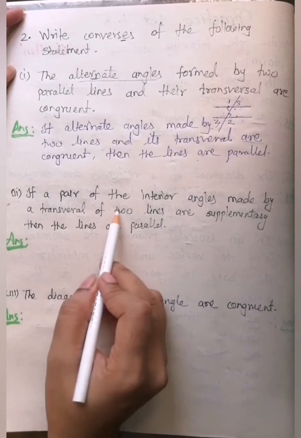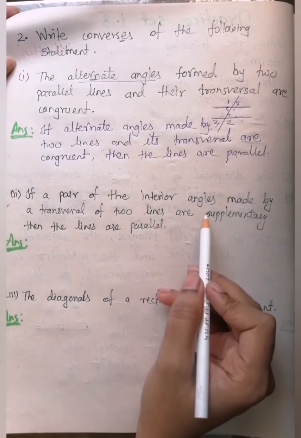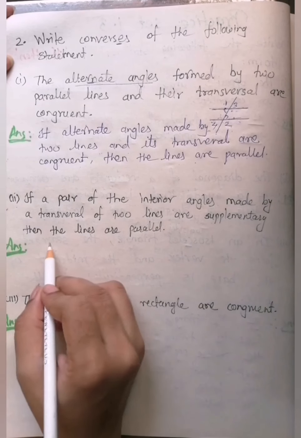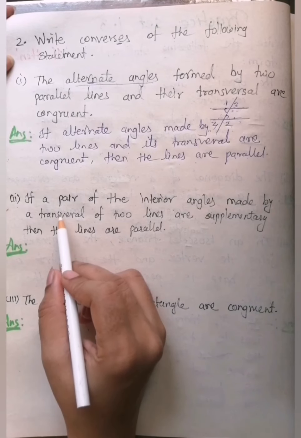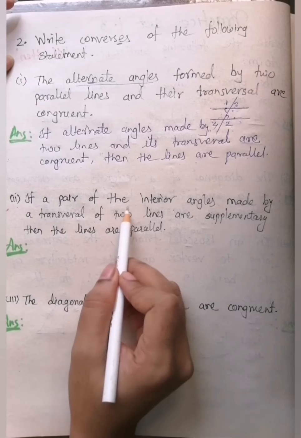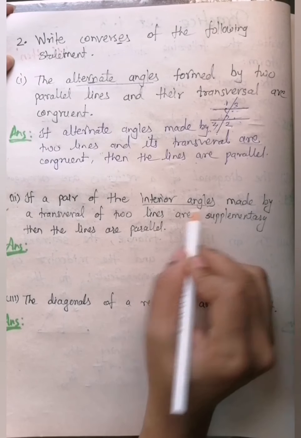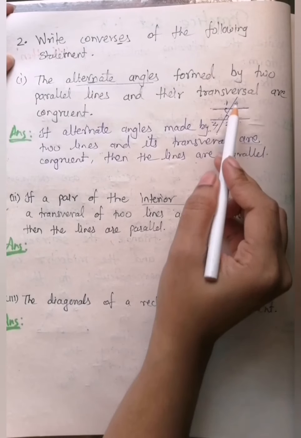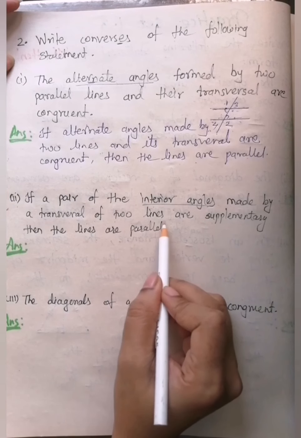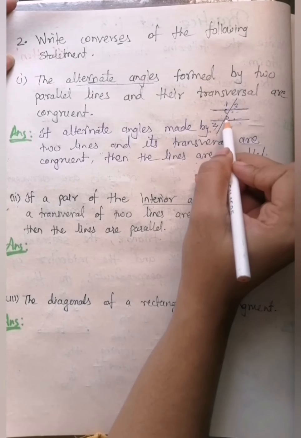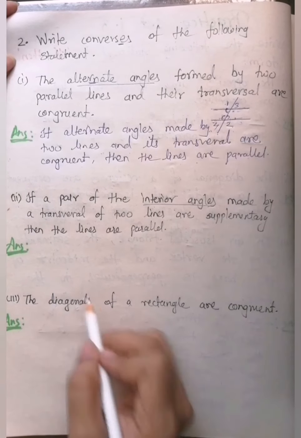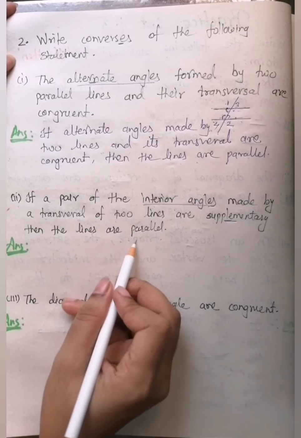What they said: if a pair of interior angles made by the transversal of two lines are supplementary, then the lines are parallel, right? So in this example, first we start with "if a pair of interior angles", made by the transversal. This is an interior angle, right? These are interior angles made by the transversal of two lines and they are supplementary. Supplementary means if you add this angle and this angle, you will get 180 degrees. That's why we get supplementary. Then the lines are parallel, right?